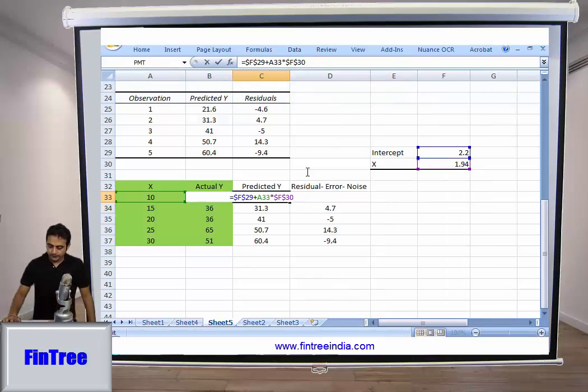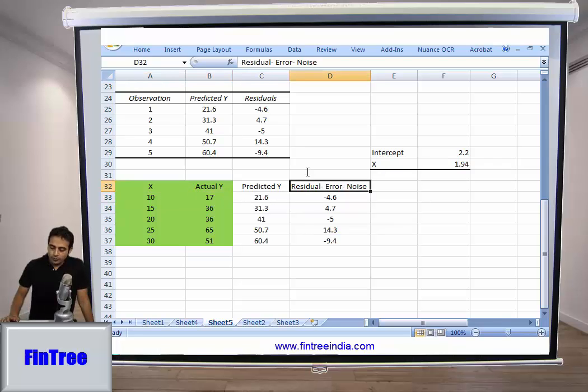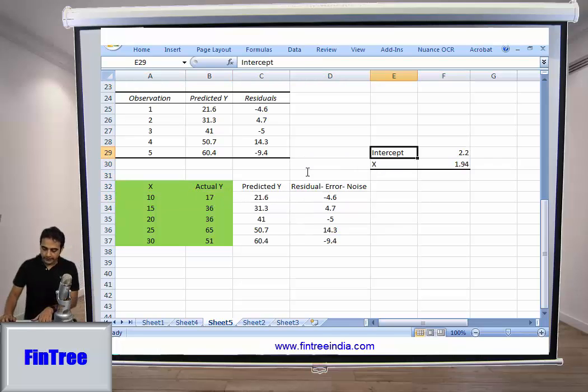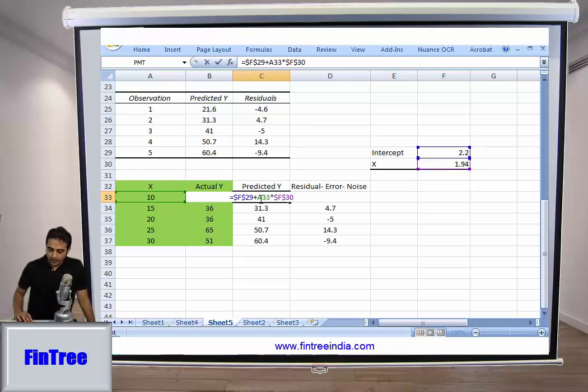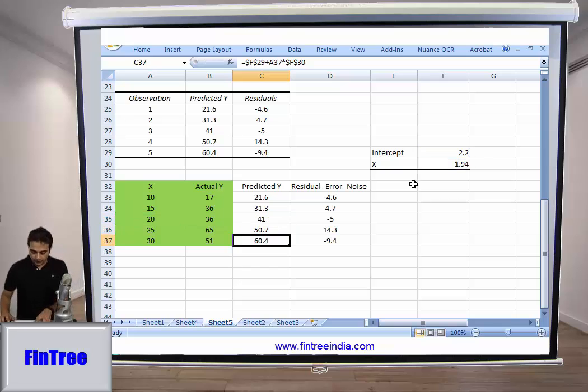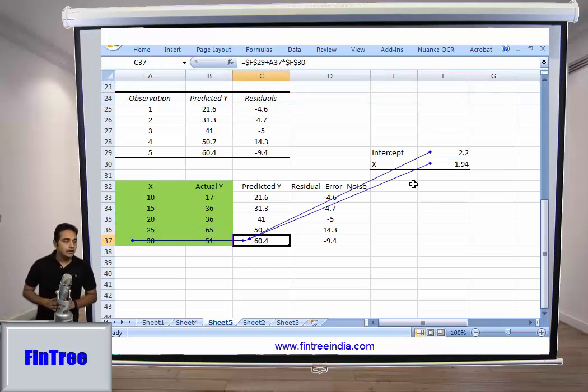Predicted value is, if you were to use this equation of intercept and x value, then y is equal to intercept, which is 2.2, plus 1.94 into the x value. So observe this equation carefully. What we are saying is 2.2 plus 10 into 1.94. In the same fashion here, 2.2 plus 20 into 1.94. So each of those predicted values is essentially coming from your regression equation.